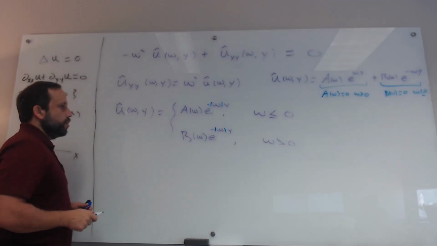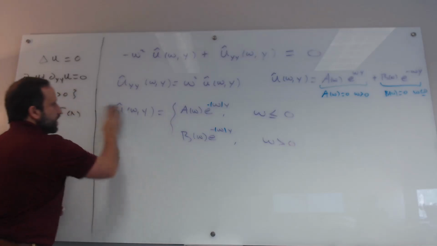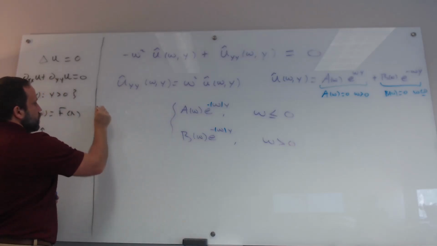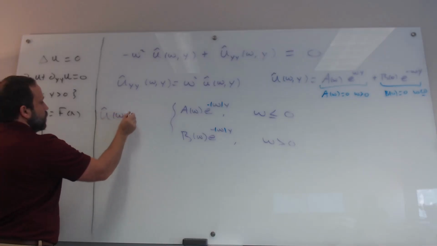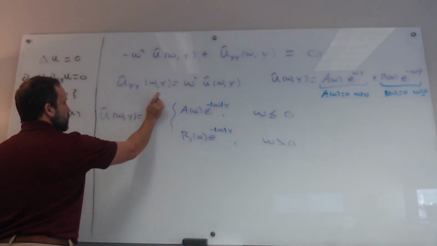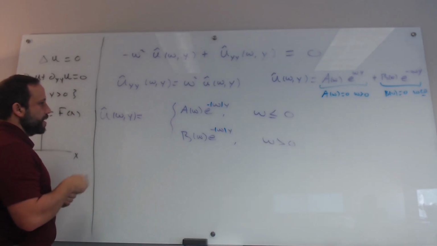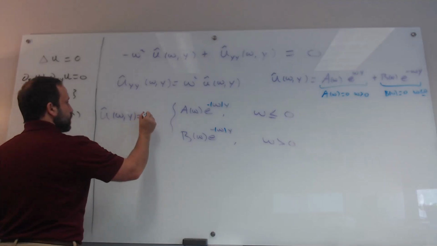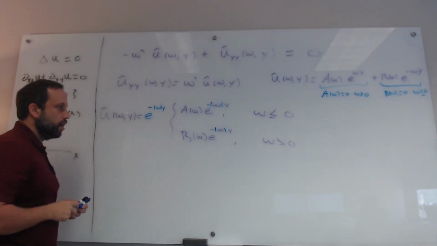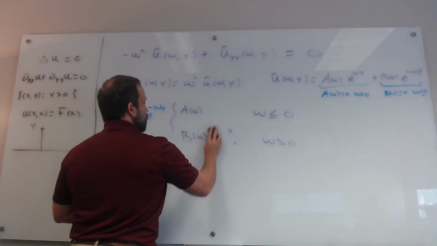Okay, but then notice what we can do then. Both of these have the same factor of e to the minus absolute value of omega y. So I can write this as u hat of omega, y is equal to e to the minus absolute value omega y. Let me do this in blue so you can track that I'm making a change here. And I'll get rid of it here and here.